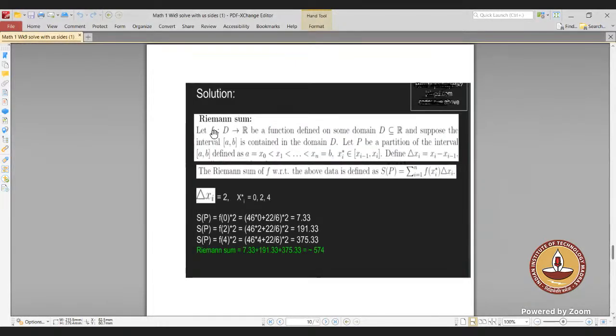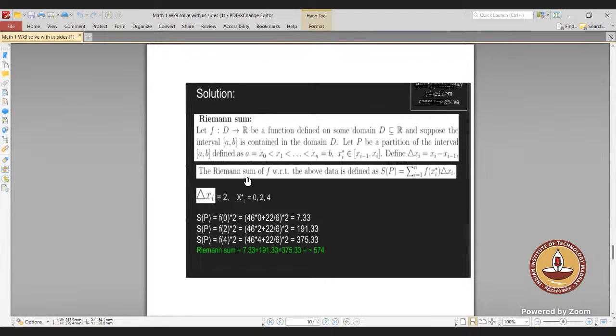As I said, this is the Riemann sum. Let f be a function defined from D to R, where D is a subset of R. And suppose the interval a comma b is contained in the domain D. So a comma b is a part of this domain, and let p be a partition of the interval a comma b defined as a equal to x naught less than x1 less than etc xn, where xn is equal to b, and xi star belongs to xi minus 1 comma xi. Define that delta xi is equal to xi minus xi minus 1.